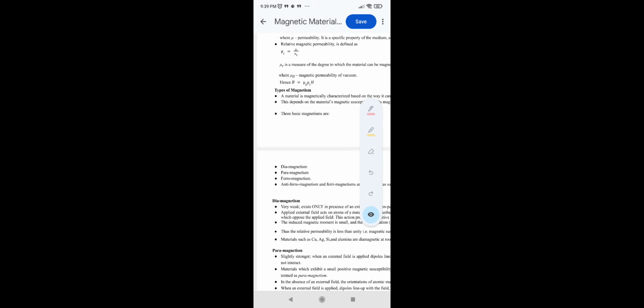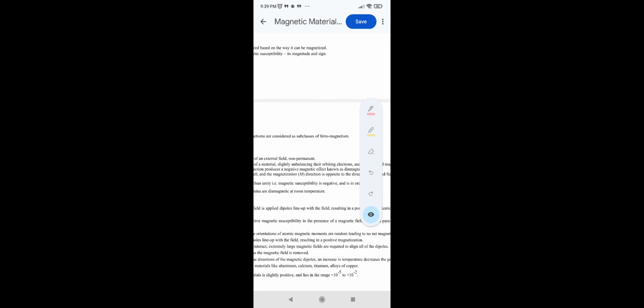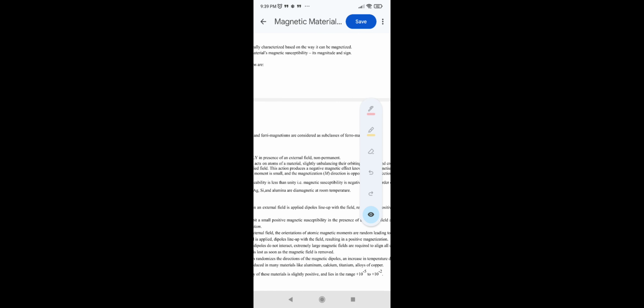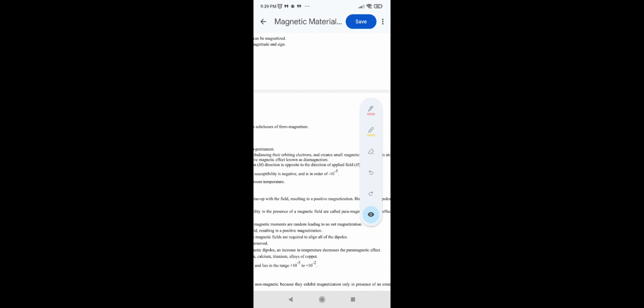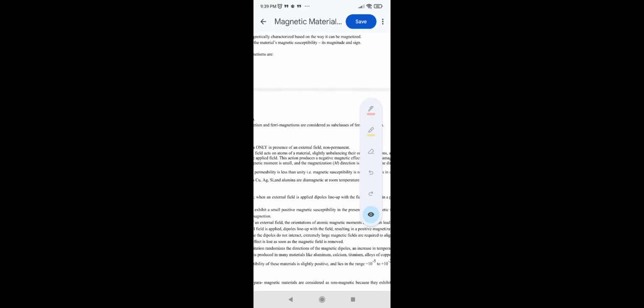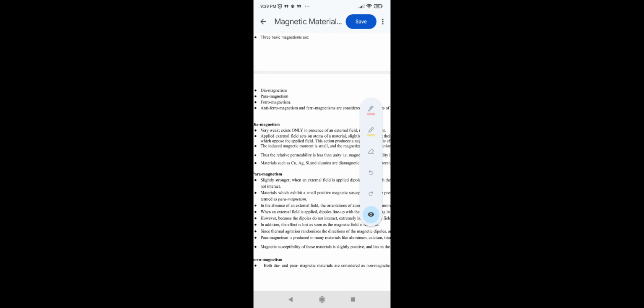So there are three types of magnetism, in which diamagnetism is a very weak magnetism, only when you apply an external field will it have its magnetism. So it's a non-permanent magnetism. The strength of this particular magnetic field is very, very small. Materials such as copper, silver, silicon, and aluminium all belong to the diamagnetic category.